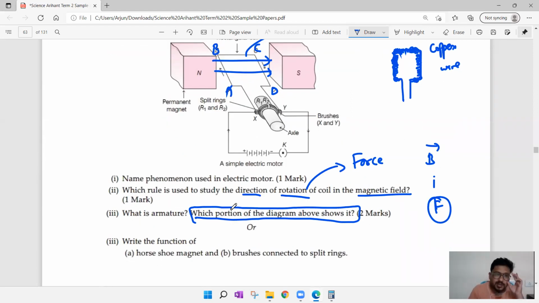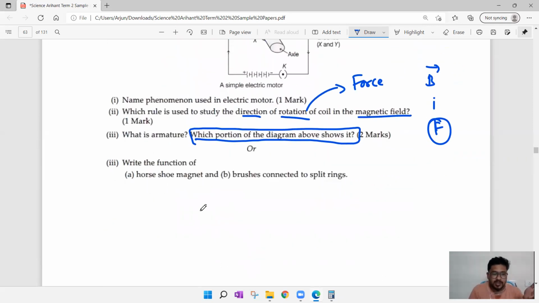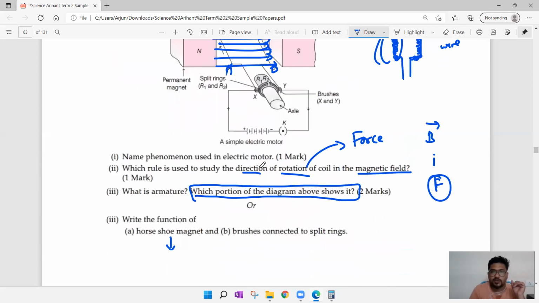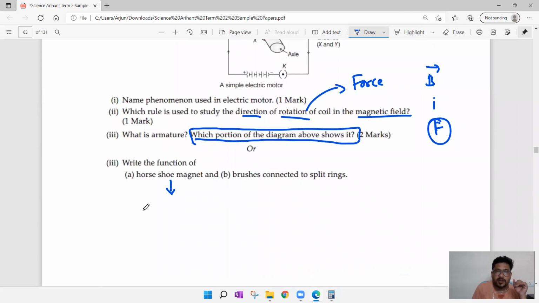And internal choice, write the function of horseshoe magnet. What is the function of horseshoe magnet? It will produce uniform magnetic field. You see there is north and south pole, it has to produce uniform magnetic field. When both magnetic fields come together, force is produced, right? So the function of horseshoe magnet is to produce uniform magnetic field.